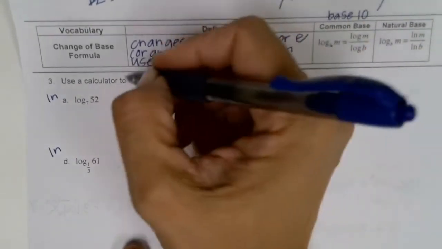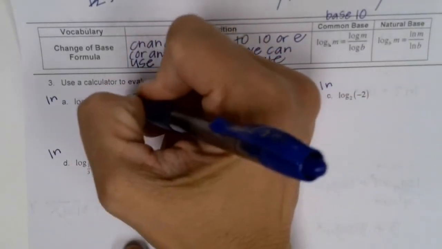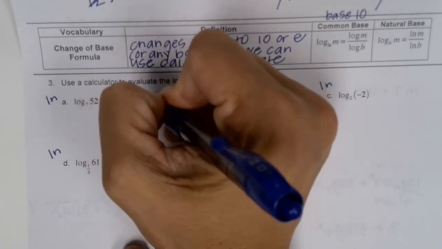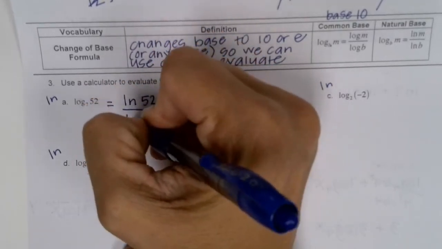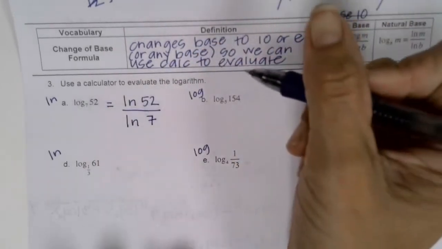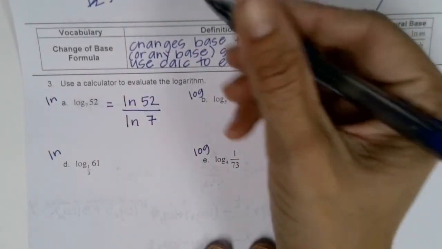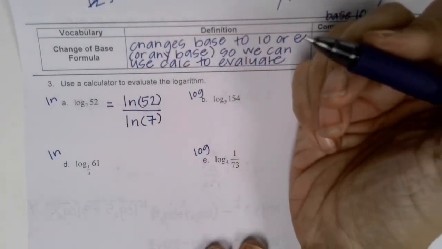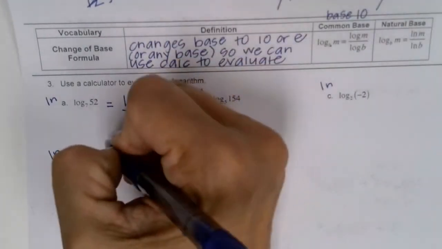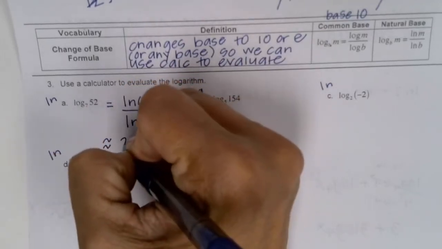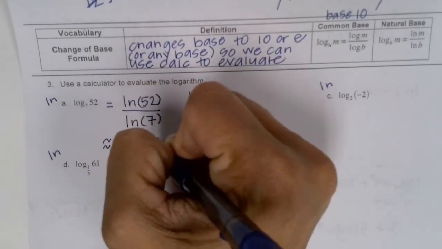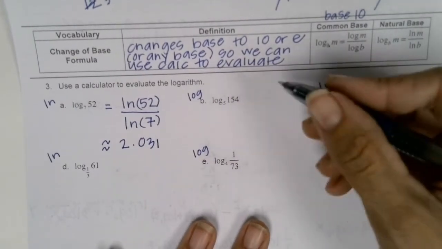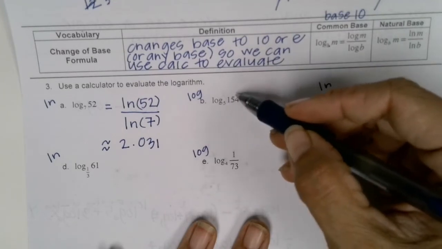So right here, log base 7 of 52, so if I'm using natural log, I take the natural log of the argument over the natural log of the base. And then I'm going to plug it in my calculator. I'm going to be really careful to put the arguments in parentheses in the calculator, otherwise it's not going to work out for you. And we're going to round to 3 decimal places, and when I do this in the calculator, I get 2.031.